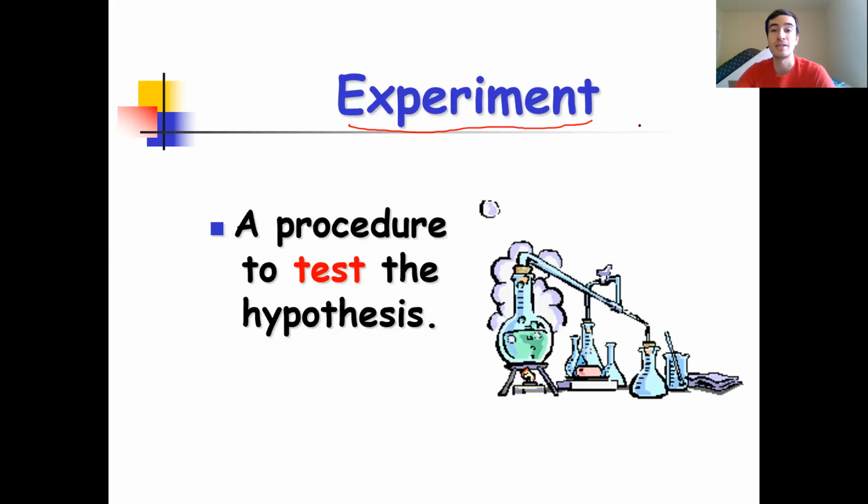So the experiment is the actual procedure that you go through in order to test the hypothesis. You think that pollution is causing the salamanders to have weird tails? Great. How are you going to show that? How are you going to prove it to other people who don't think that's going on? You need information that you can give them, and you get that information by doing an experiment.